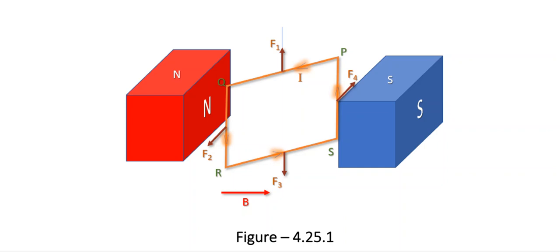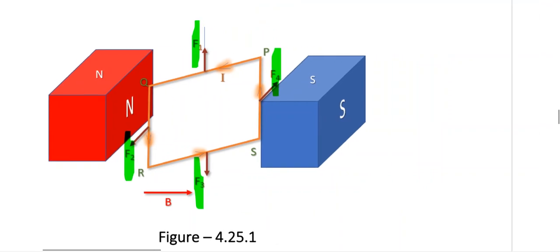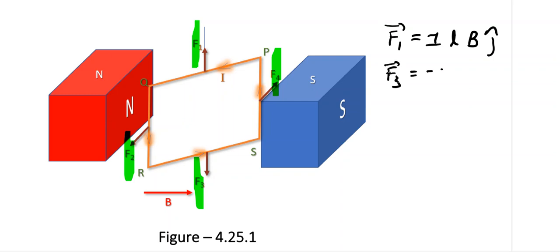Last time in the video session, we had a rectangular coil, and as shown here, we had four forces acting: F1, F3, F2, and F4. We saw that F1 is the force acting on wire PQ, and it can be given as I L B J cap. It was in the vertically upward direction. F3 is minus I L B J cap.